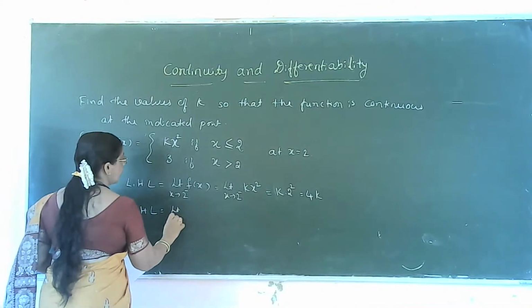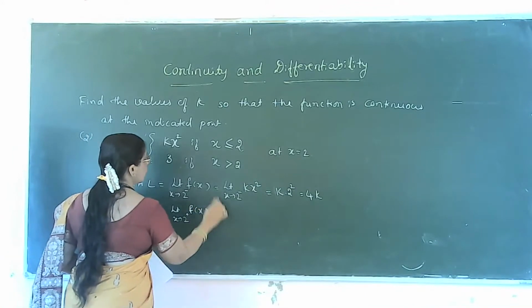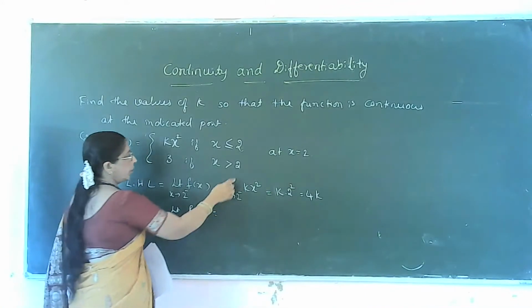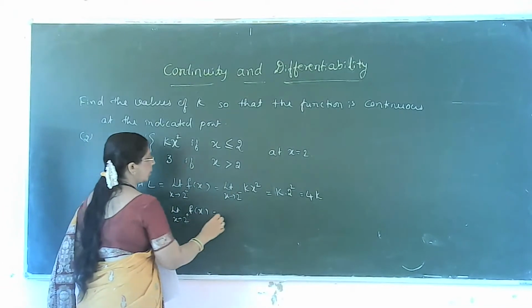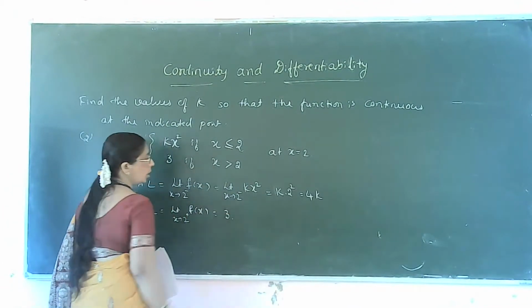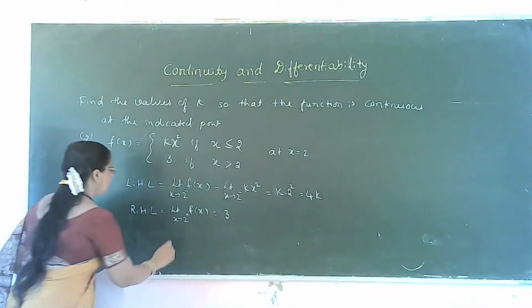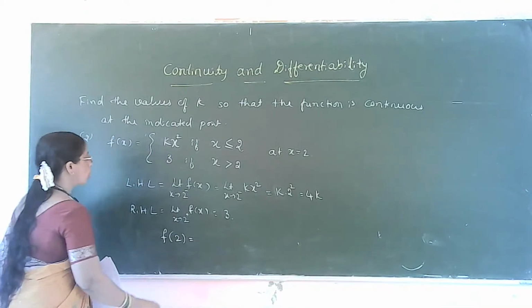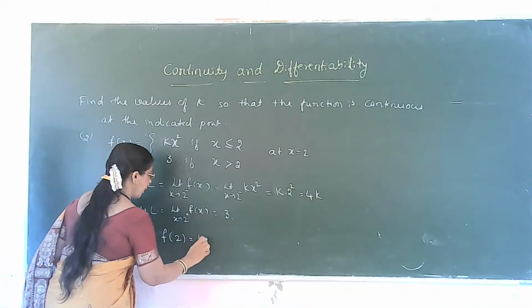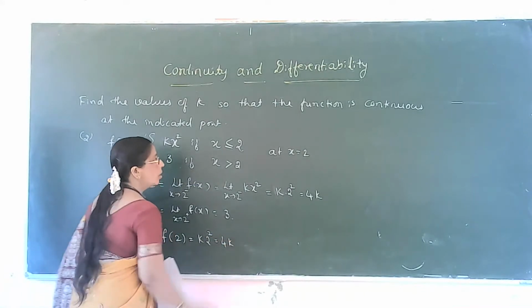RHS limit, as x tends to 2 plus, of f of x is equal to 2 itself. Then 3x, where x is greater than 2, is a constant number, therefore the limit of the function is 3 itself. Therefore 4k here is 3, and f of 2 also, k into x square, is 2 square, which is equal to 4k.